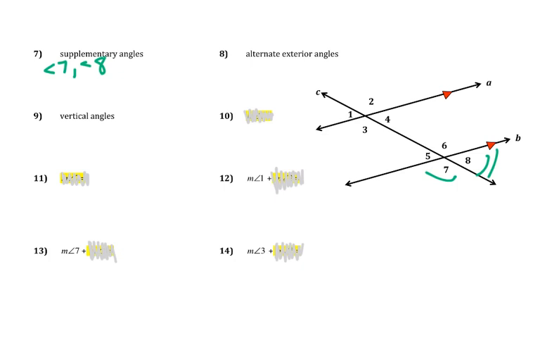Okay, some other examples of supplementary angles would be angle 6 and angle 8. Did you get those? Angle 5 and angle 6. Angle 5 and angle 7. So that's all the ones from this set right there.